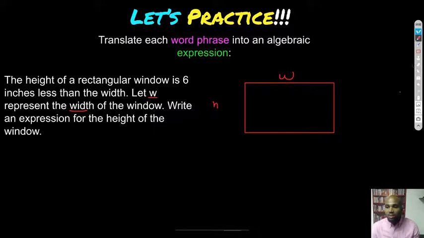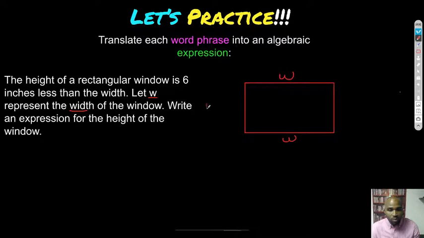So this is the width. And we know, let me erase this 8 so no one's confused. So we know that this is the width. This is the width here. Write the expression for the height of the window. So the height is going to be, let me see it again, 6 inches less than the width.